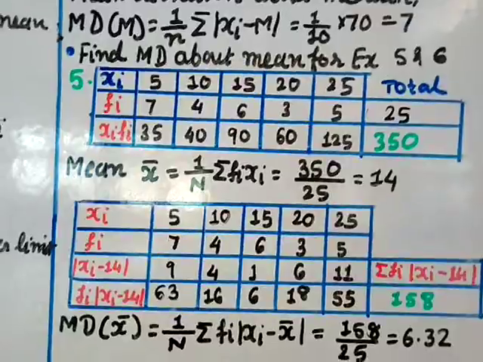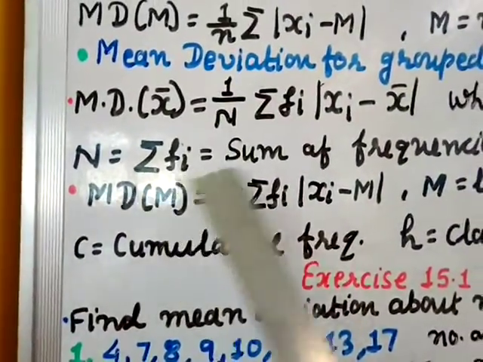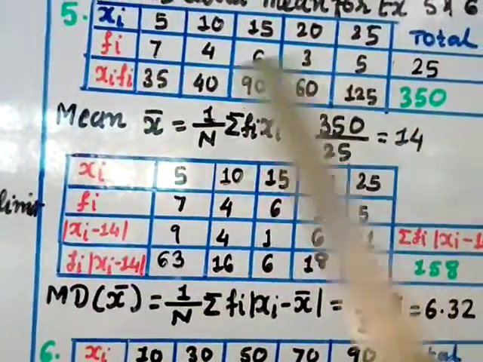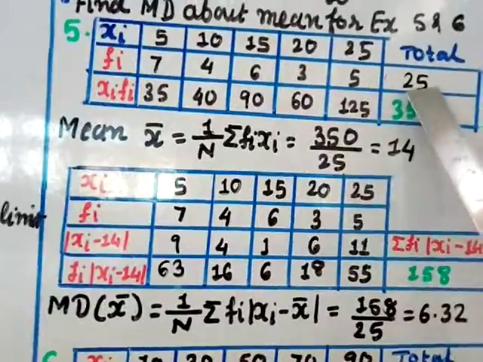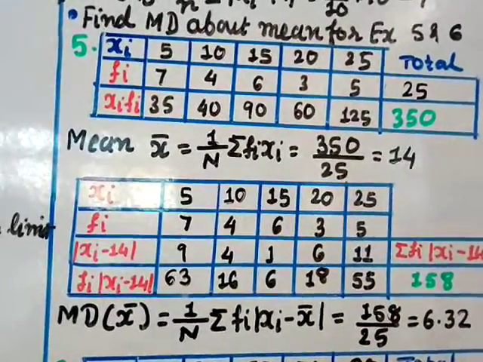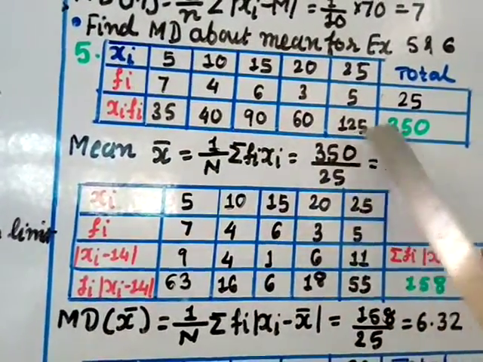Now you have to find capital N. For this formula you require capital N. Okay, this is the formula. So what is capital N? It is the sum of the frequencies, so you have to find the sum of these. This sigma fi will be 25. So this is your capital N, sigma fi, and the sum of these will be 350. You total this, and the total will be 350.